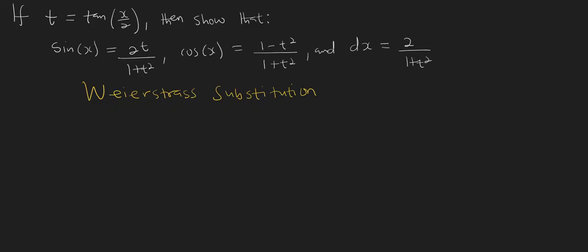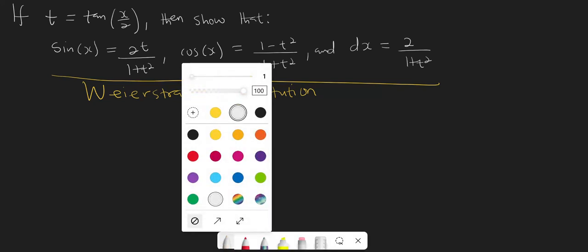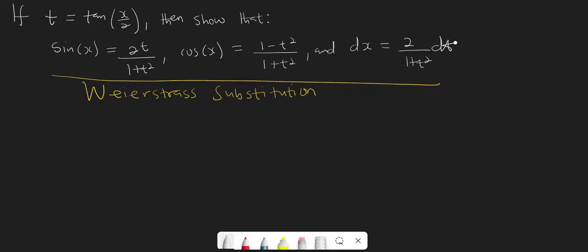In this tutorial, we will be proving the Weierstrass substitution. It says that if t is equal to the tan of x over 2, then these equations will be satisfied. The first one is sine x is equal to 2t over 1 plus t squared. Cosine x is 1 minus t squared over 1 plus t squared. And dx is equal to 2 over 1 plus t squared dt. So how do you go about proving this?